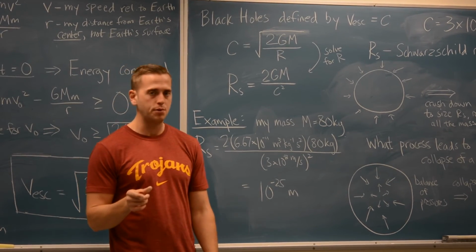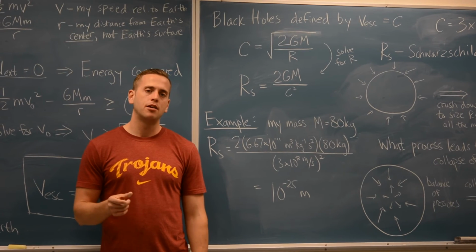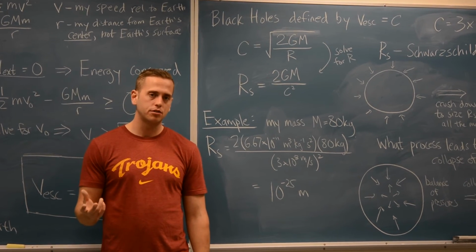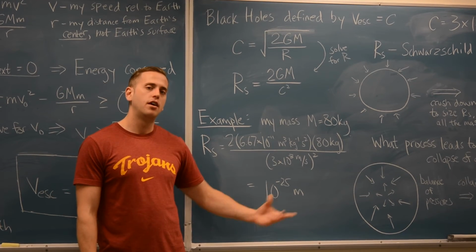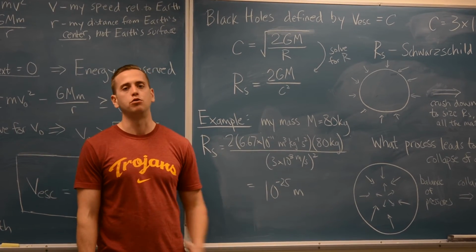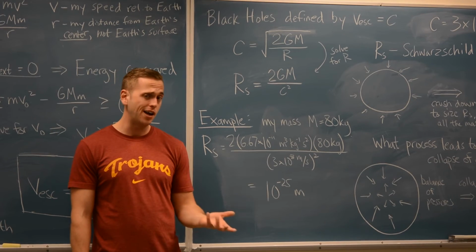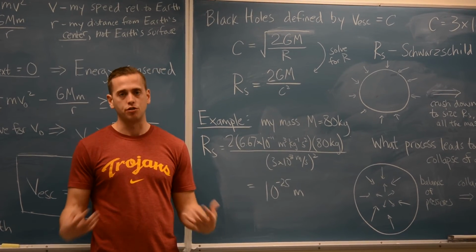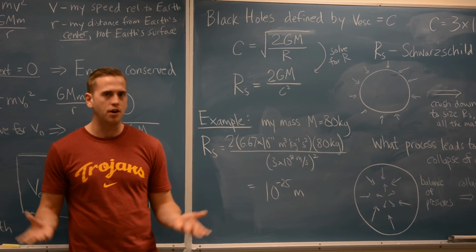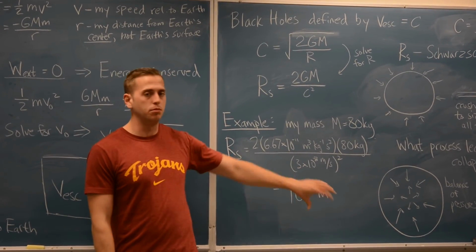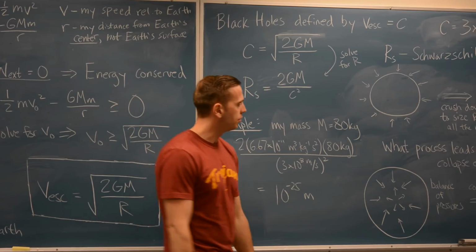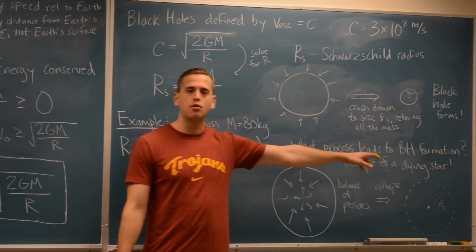To give you some perspective on this, a typical atom is about 10 to the minus 10 meters in radius. So you're crushing me down to a size that's 15 orders of magnitude smaller than the size of your typical atom. That's what you would have to do in order to turn me into a black hole. So that sounds kind of outlandish. What could ever happen in nature that would produce a black hole? What's the mechanism that would lead to the formation of a black hole?